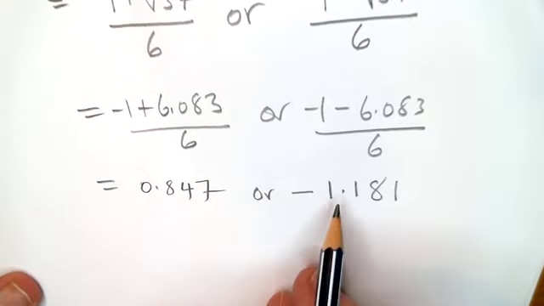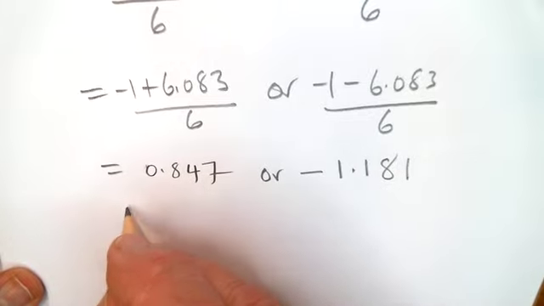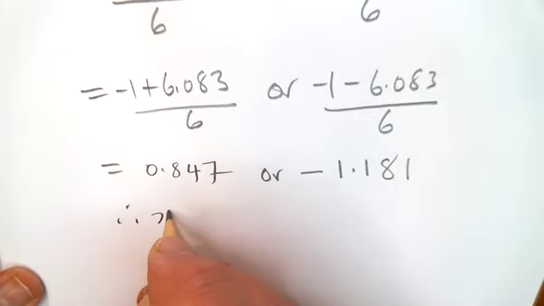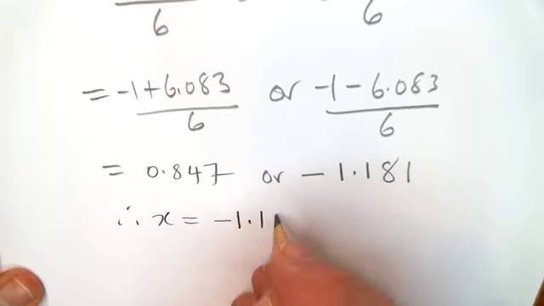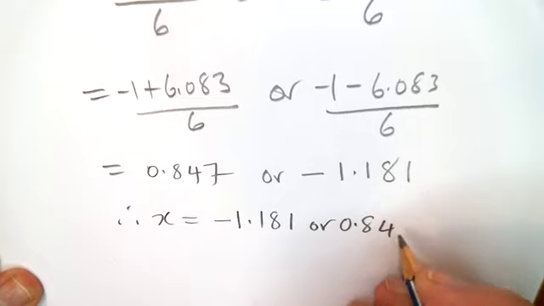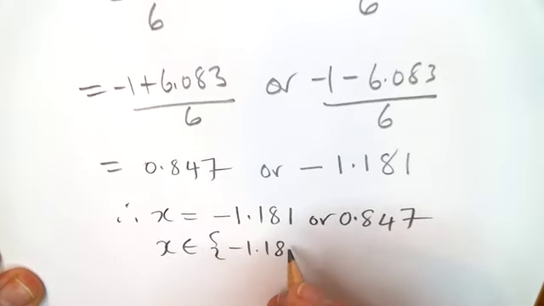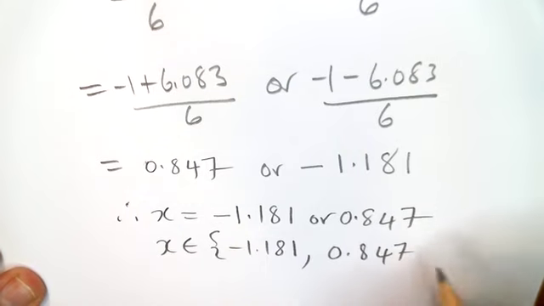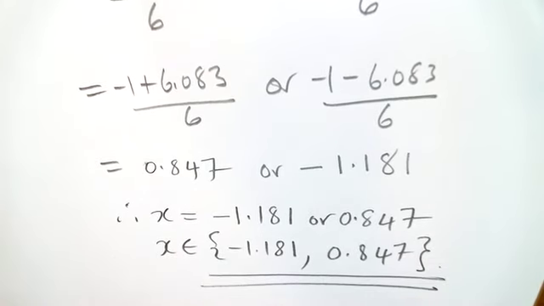So now we've got our two answers, the two possible answers for x. So I'm going to put them in order now. So therefore, x is equal to... We want them in numerical order. We want the smallest one first, which is negative 1.181, or 0.847, or you could state it in set builder notation, which is negative 1.181, comma 0.847. Close the curly brackets, and that's how I would state the answer.